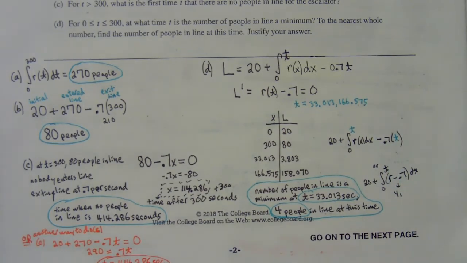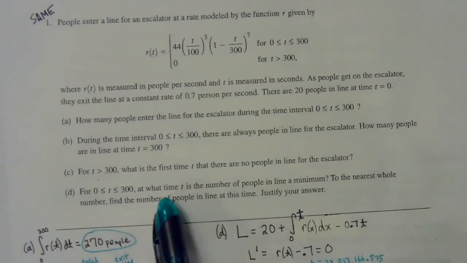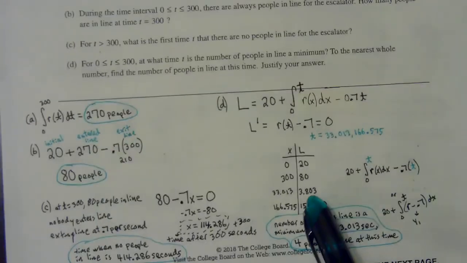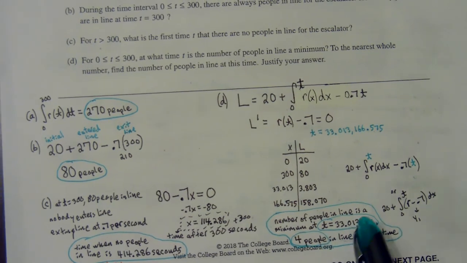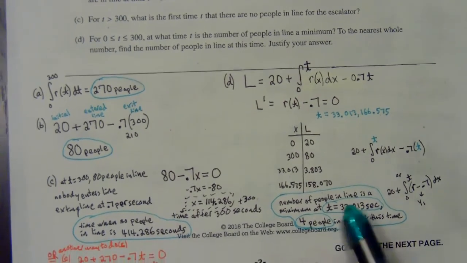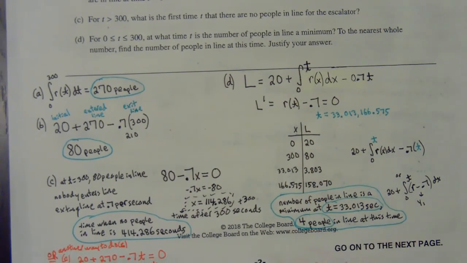So whichever way it works in your head, if one of those ways didn't make sense, then just don't worry about it there. But then it says two things here. We got to know the time. And so the lowest y value is that 33. So they ask for both things, that t equals that, and then to the nearest whole number, find the number of people. So the nearest whole number, that was 4 people there.